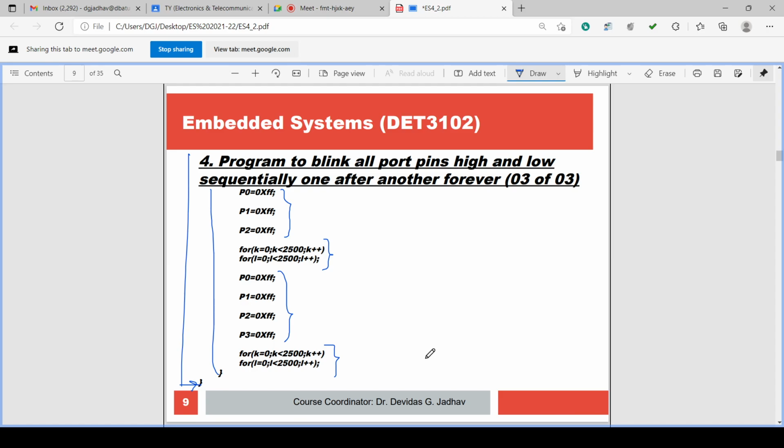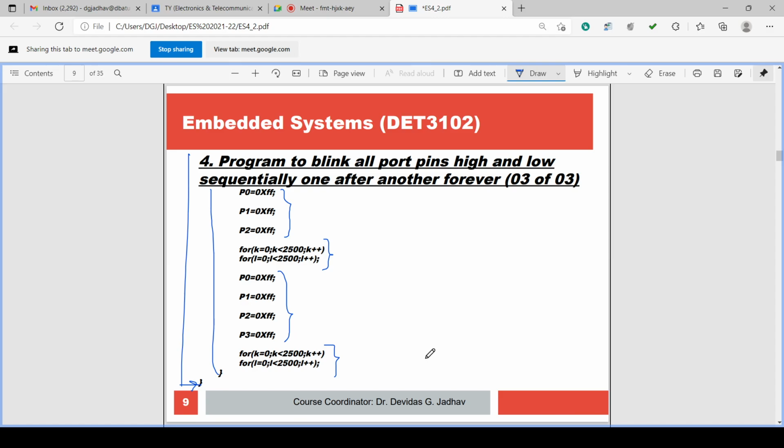So you can improve this program: instead of making all 0 after all 1, you can sequentially remove them one by one and make them 0. Anyway, you can have the pattern of blinking. So this is the pattern of blinking.